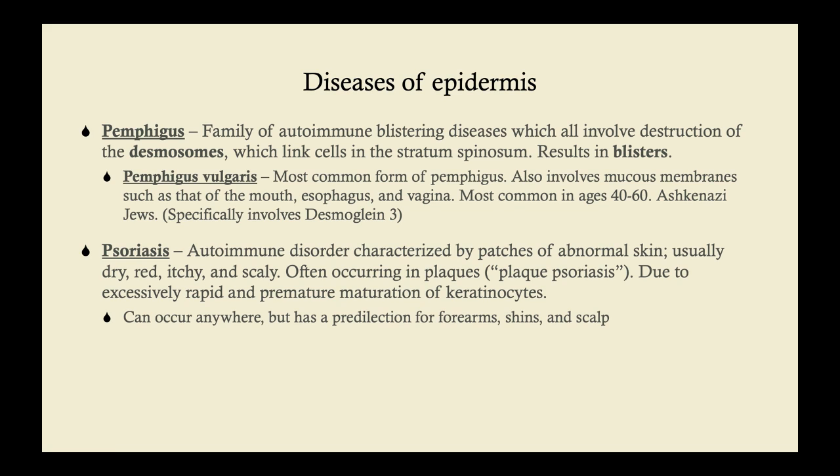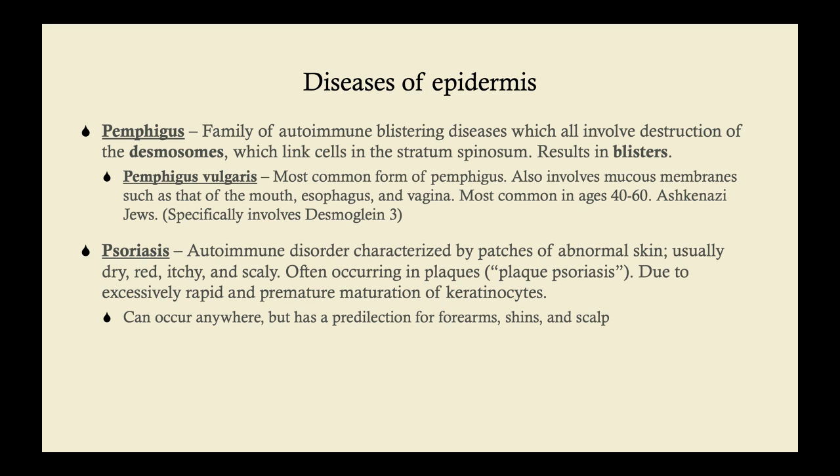So pemphigus vulgaris is the most common cause. It also involves other mucous membranes, such as that of the mouth, esophagus, and vagina. These are painful blisters, typically comes on in middle age. You'll see this with more frequency in Ashkenazi Jews, and this 99th percentile information specifically involves a protein called desmoglein 3. Psoriasis is also autoimmune, but it is not blistering. It's characterized by patches of abnormal skin. Usually these patches, sometimes plaques, are dry, red, itchy, and scaly.